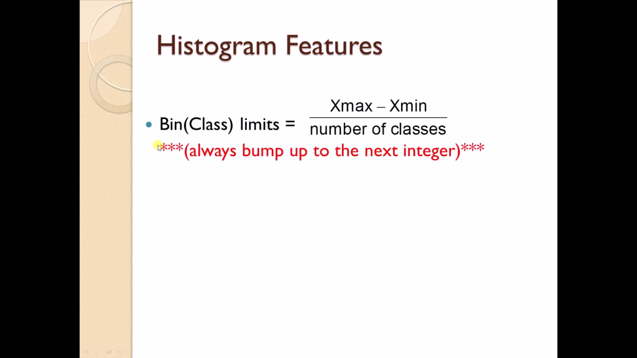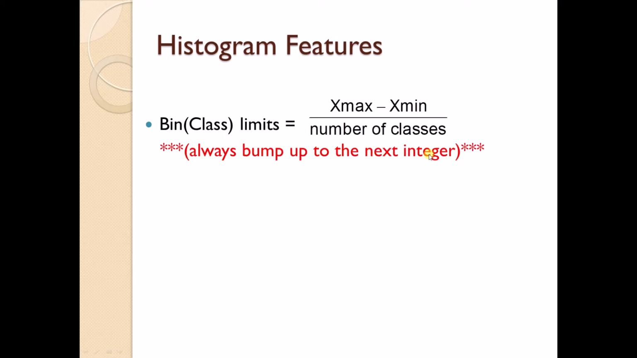Now this is key here. Anything in red with asterisks is important. Always bump up to the next integer. So if this fraction becomes 6.2, then that bumps up to 7. If it's 6.8, that bumps up to 7. If it's exactly 7, it stays 7. But if it's 7.1, it goes to 8.